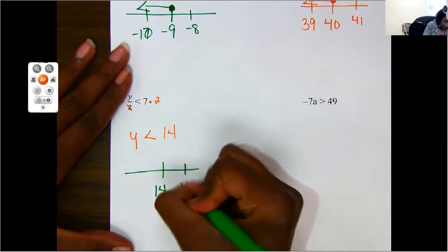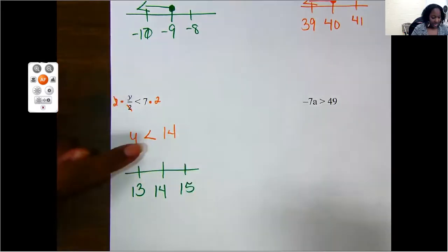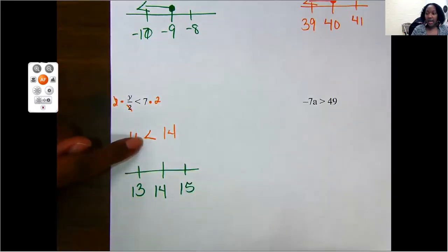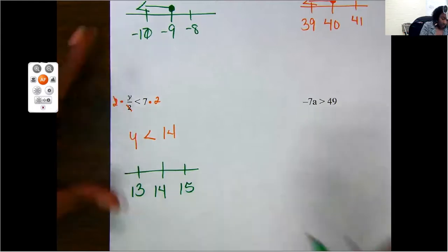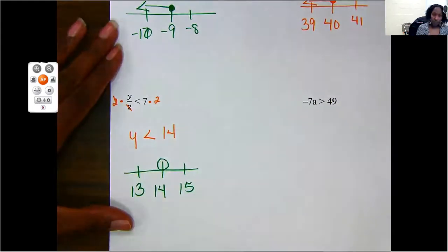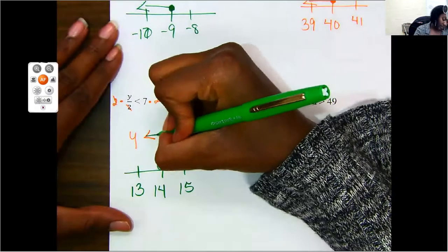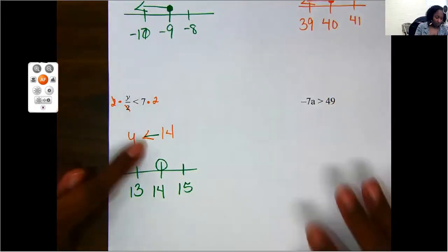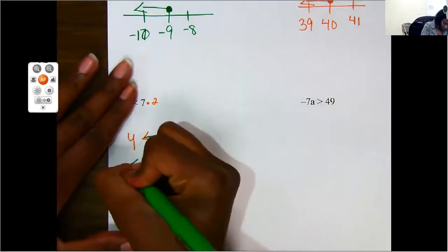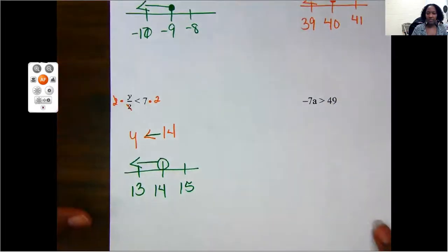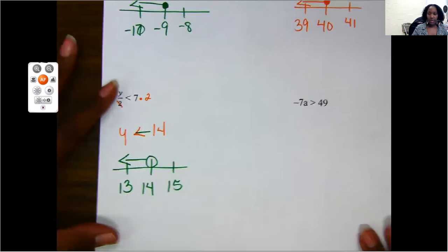14, 15, 13. My inequality symbol does not have a bar underneath it, so it's going to have an open circle. Okay, I'm going to put the line down the middle to see which way my arrow needs to go. Now it's graphed. All right, last one.